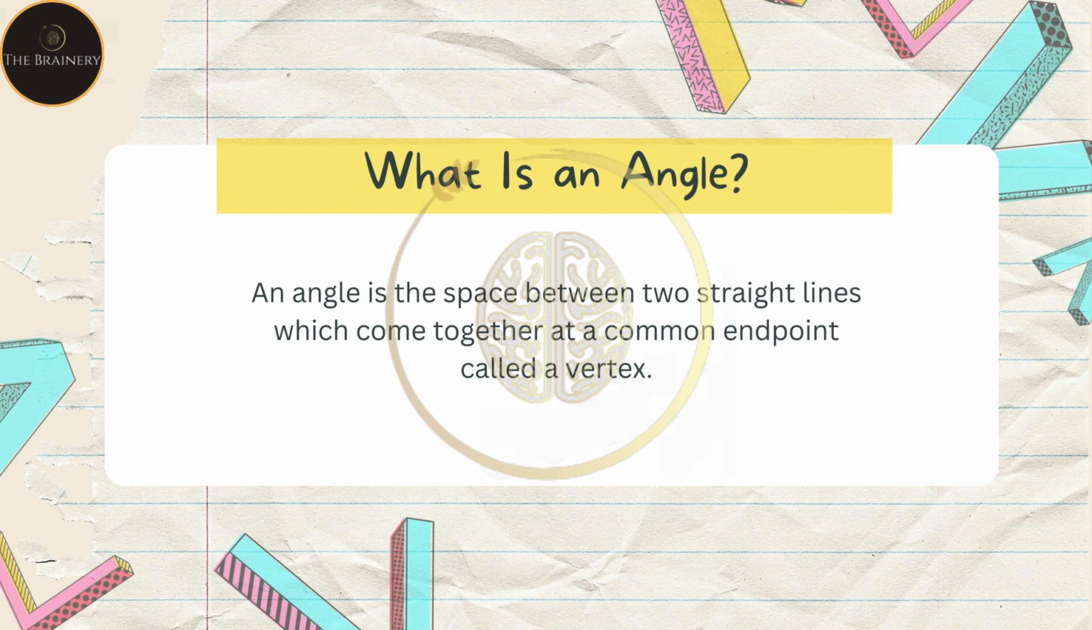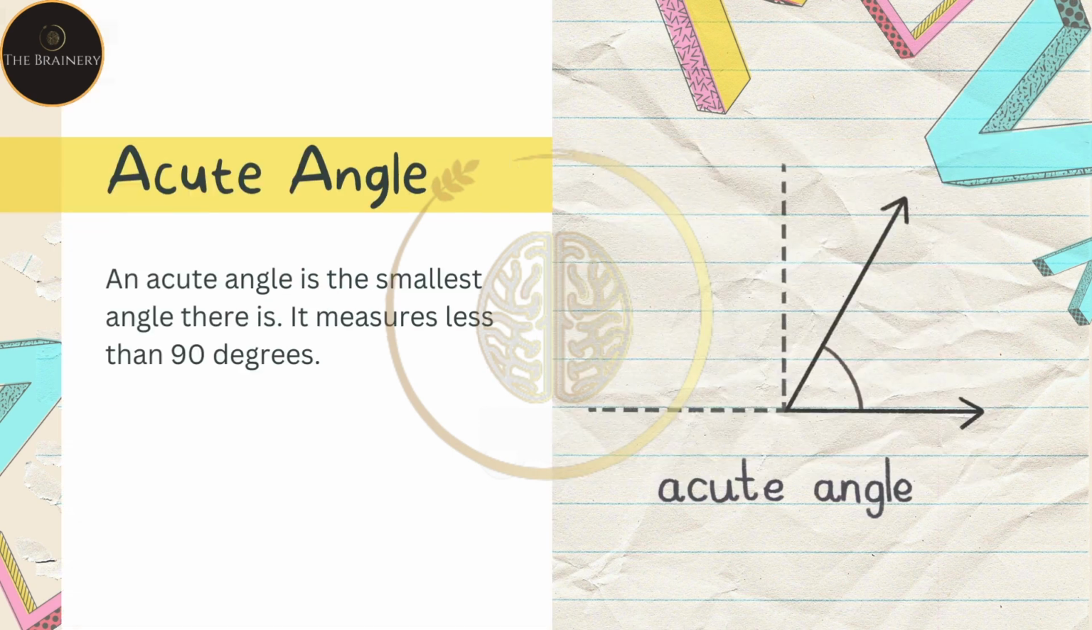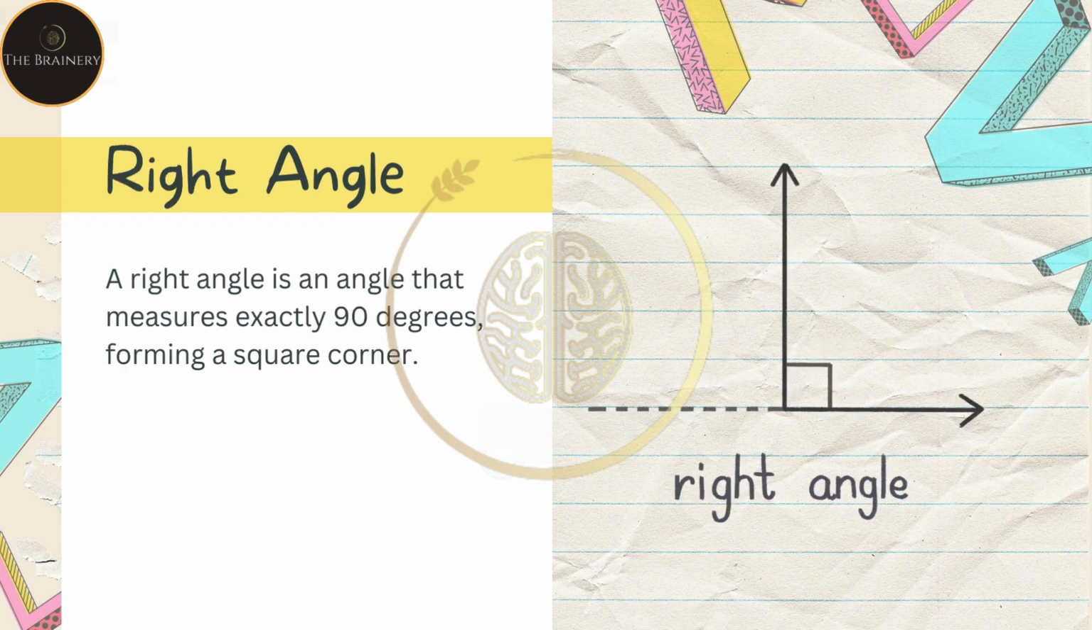What is an angle? An angle is the space between two straight lines which come together at a common endpoint called a vertex. Acute angle. An acute angle is the smallest angle there is. It measures less than 90 degrees.